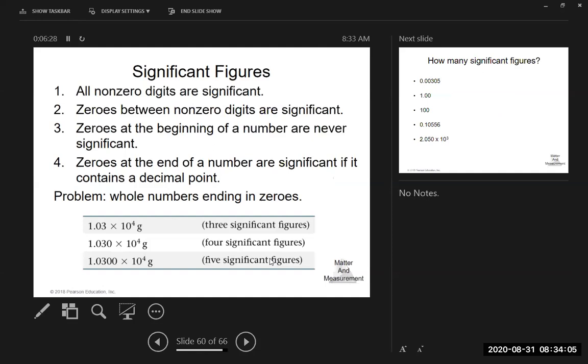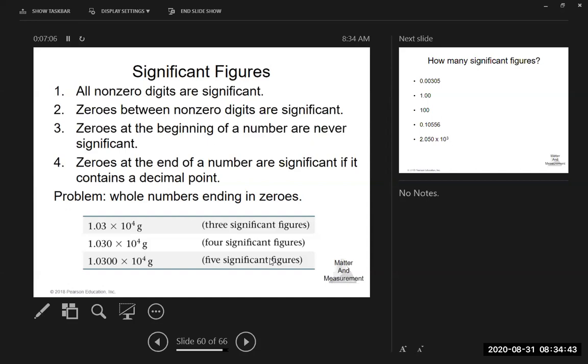So just some of the rules about significant figures. All non-zero digits are significant when we have the number. Zeros between the non-zero digits are significant. Zeros at the beginning of a number are never significant. Zeros at the end of the number can be significant if it contains a decimal point. And then finally, how about whole numbers ending in zeros? Whole numbers ending in zeros aren't significant unless you have that decimal there.